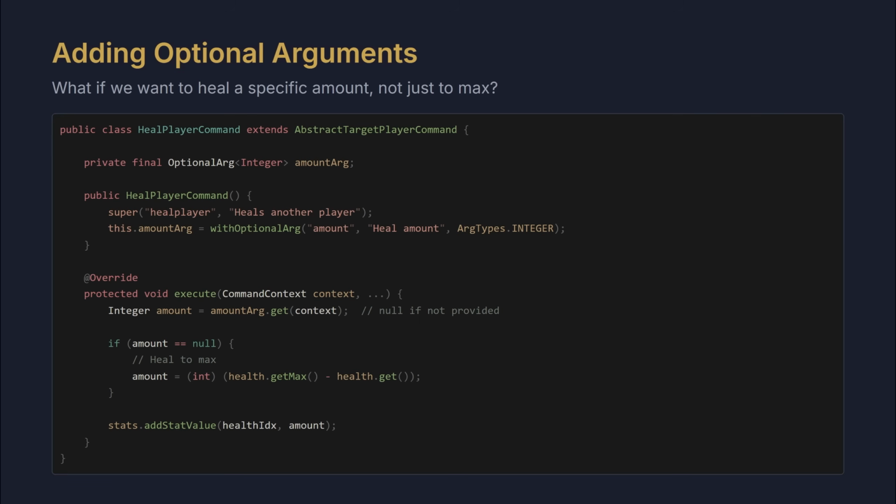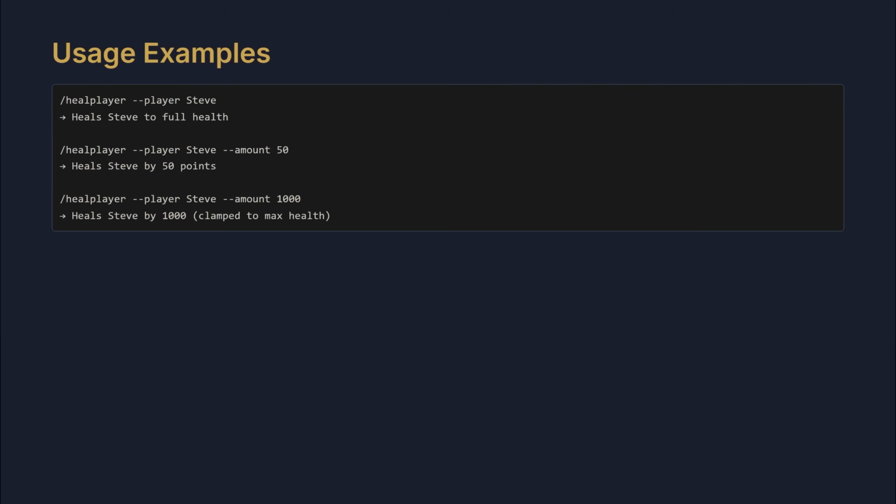Hey, if amount isn't provided, or in other words, if amount is null, then just heal to the max. And if it is provided, then just pass it to the add_stat value inside the amount. So that is how we would do optional arguments. So this is then the example usage of this command.